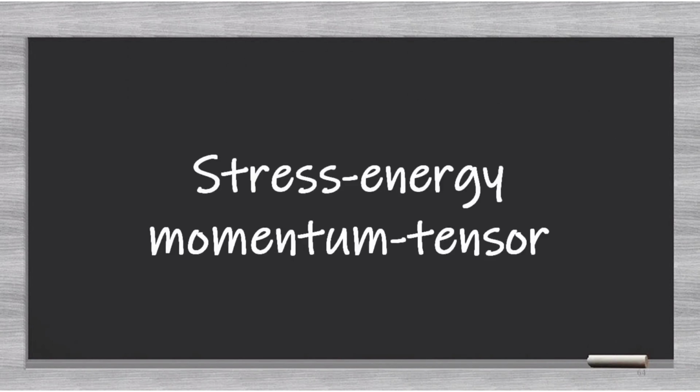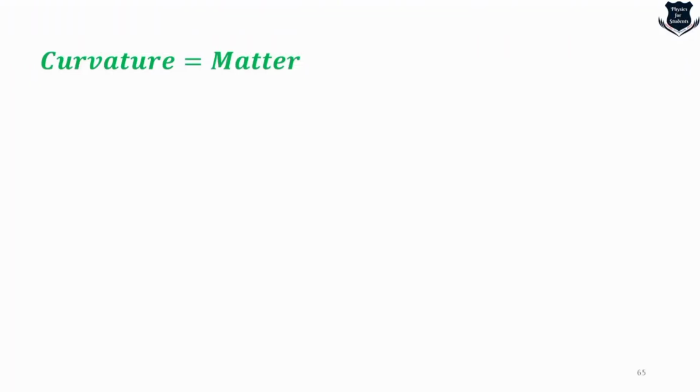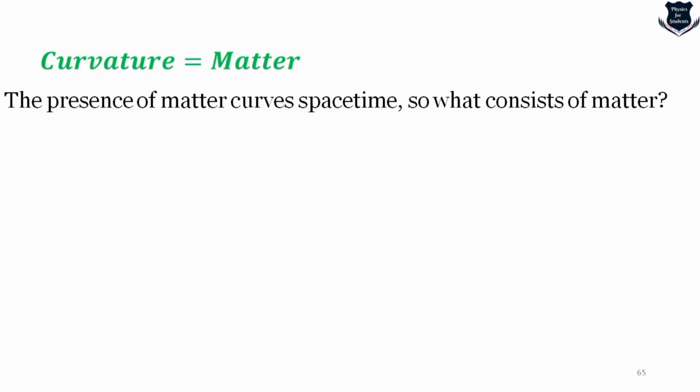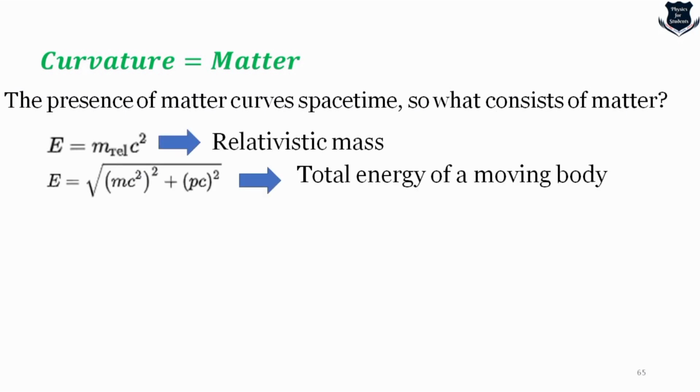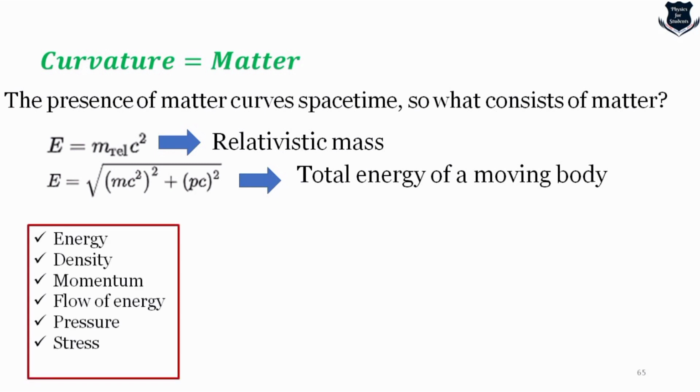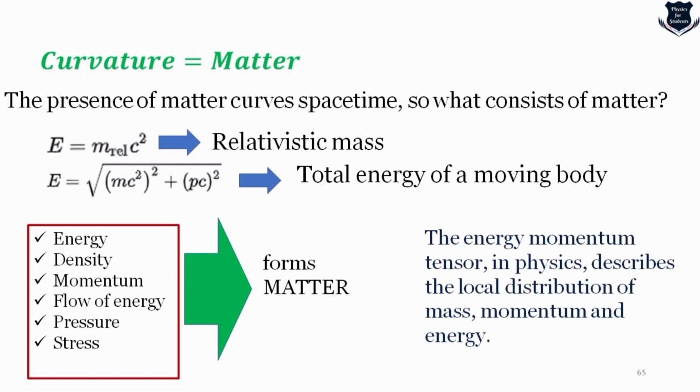We come to the next important tensor, which is called the stress energy momentum tensor. Now, the stress energy momentum tensor is actually the right-hand side of the Einstein field equation, the presence of matter curving space-time. So what consists of matter? Here it is relativistic mass coming from special relativity, the total energy of a moving body. So now here it is energy, density, momentum, flow of energy, pressure and stress. All this contains matter, and all this actually describes the stress energy tensor. So everything which consists of matter is now defined in a tensor.